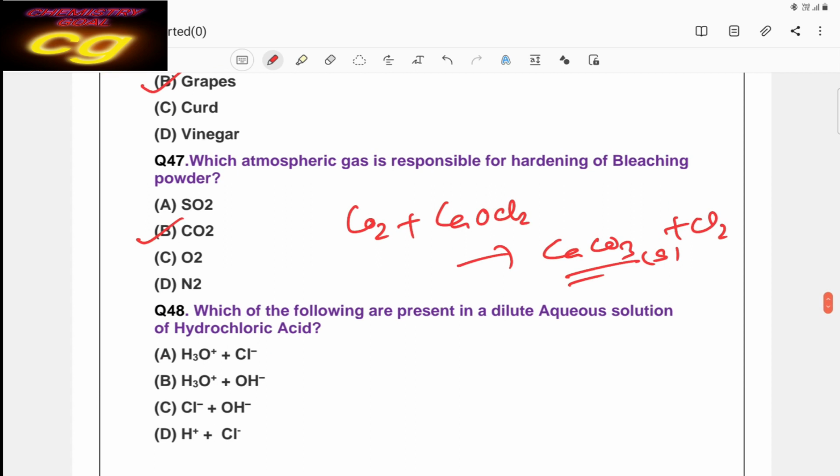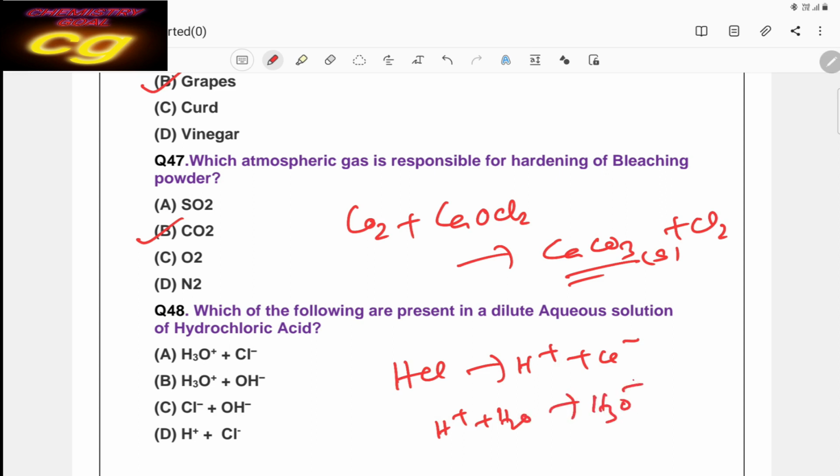Which of the following are present in a dilute aqueous solution of hydrochloric acid? Hydrochloric acid produces H plus ion and Cl minus ion. This H plus ion in the presence of water forms the hydronium ion. So in the solution, these two things remain, that is the hydronium ion and the Cl minus ion.